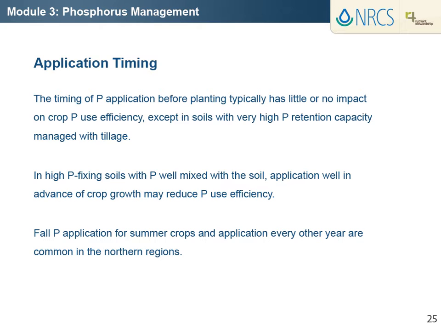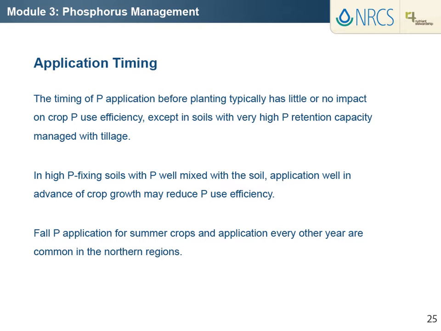From a nutrient use efficiency perspective in humid regions, the time of phosphorus application before crop planting is generally less important than the time of nitrogen application. With the exception of regions that have soils with high phosphorus retention capacity, or crops with very limited root growth and poor uptake, the timing of phosphorus application before planting has little or no impact on phosphorus use efficiency by crops and soils that retain or transform applied phosphorus into forms of low crop availability.